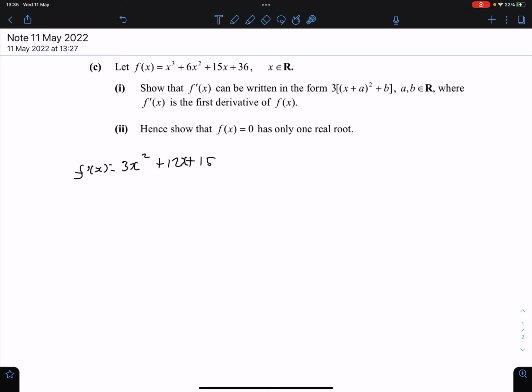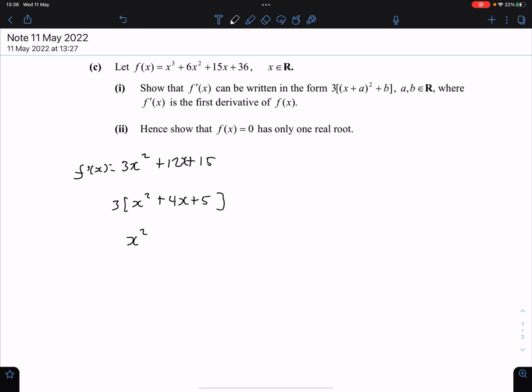Now we want to write it in this form here. If you think back to completing the square, the most important thing is that the coefficient of the x squared has to be 1, so basically nothing in front of it. So we're going to factorize out the 3, and then we'll have x squared plus 4x plus 5 on the inside. Now we're just going to ignore the 3 for the time being and focus on what we have inside the bracket. When we complete the square, we divide the x coefficient by 2, square it, and then add it on.